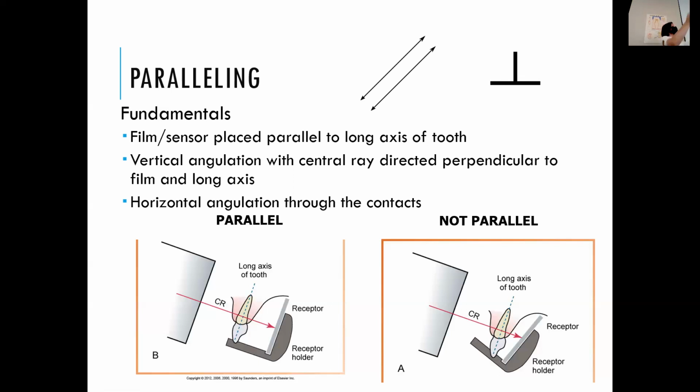Horizontal angulation is just through the contacts. It could be this or that or this or that. It's just through the contacts. You just want it through the contacts.